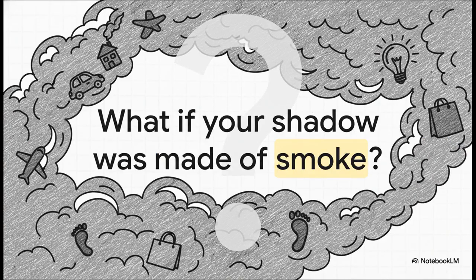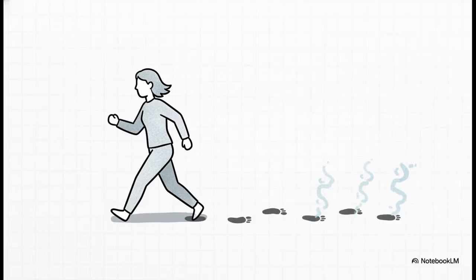Just imagine that for a second. A shadow, but made of smoke, that follows you everywhere you go. It gets a little bit thicker when you flip on a light, a little bigger when you hop in a car. Sounds a little weird, I know, but this idea is way closer to reality than you might think. You see, that smoke shadow is the perfect way to picture a very real, invisible trace we all leave behind us. You can't see it, you can't touch it, but it's there. And it's growing, quietly, with pretty much everything we do every single day.